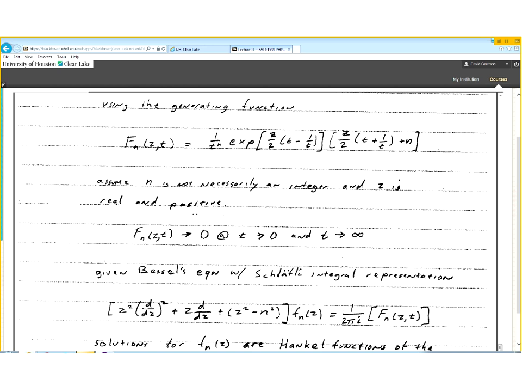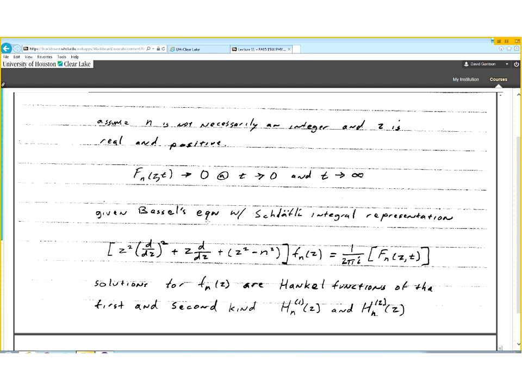And you can see that within each one of these terms, at t equals 0, this term is going to blow up, and that term is going to blow up. And as t goes to infinity, both of these are going to blow up. So essentially, you don't want this thing to be infinite.